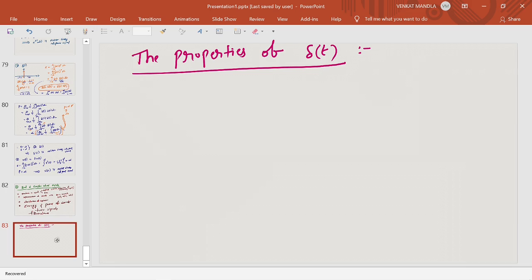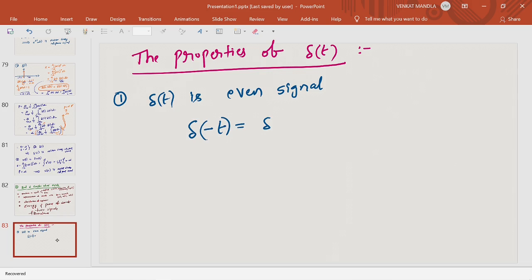So first, the first property is del of t is an even signal. What is the condition for an even signal? x of minus t equal to x of t. So del of minus t equal to del of t. If you draw the graph, then you can see.